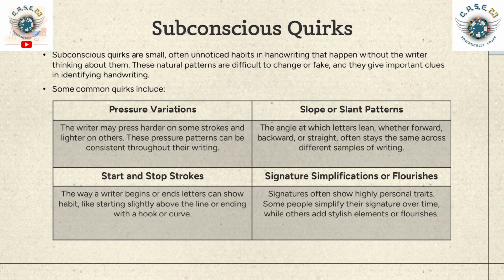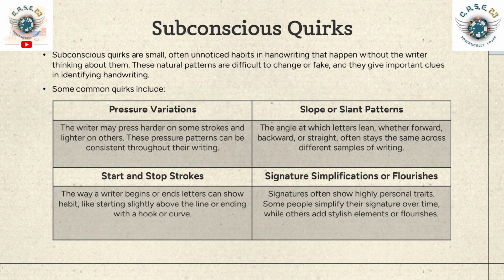So then let's look at some of the common examples. The first is pressure patterns or pressure variations. Have you ever noticed how sometimes you press harder with your pen on certain strokes and lighter on others? Maybe your downward strokes are darker or thicker while your upward strokes are faint or light. Now these pressure patterns become part of your handwriting style and they usually stay consistent throughout your writing, no matter what you are writing or where.